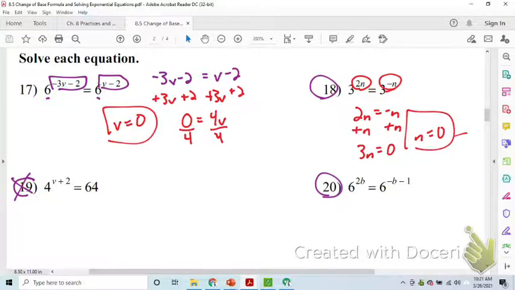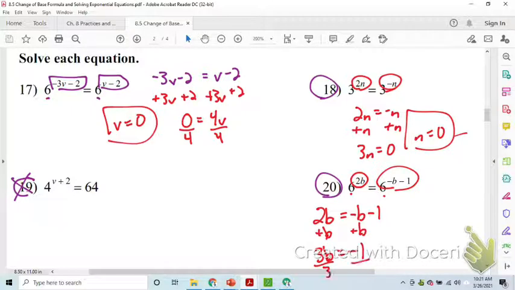It won't be the same on number 20, though, because on number 20, bases are the same. We set those equal to each other. So 2b or not 2b, that is one of the questions. We're going to set that equal to negative b minus 1. We're going to add b to both sides. When you do that, you get 3b is equal to negative 1. We then divide both sides by 3. So we get b is equal to negative 1/3.